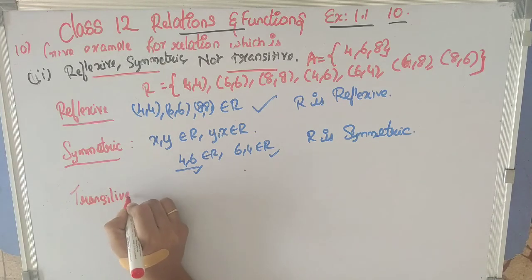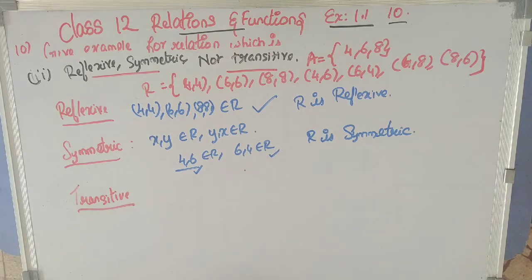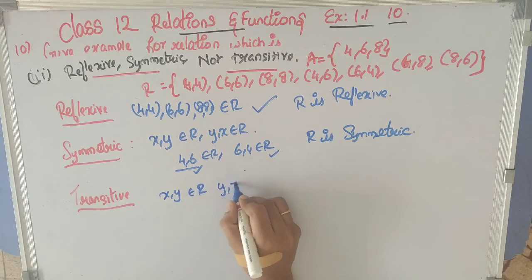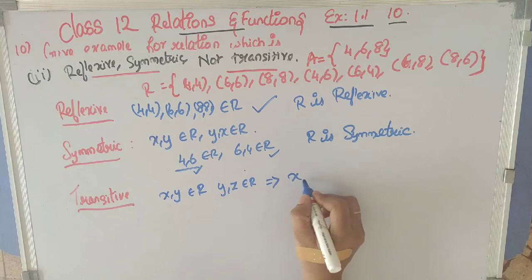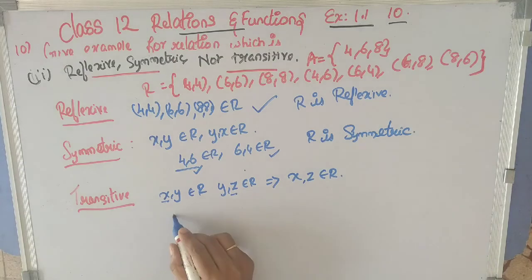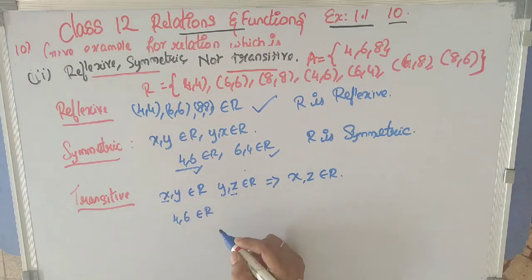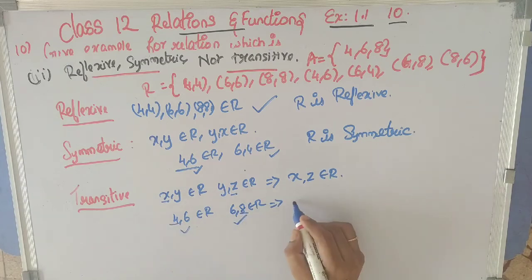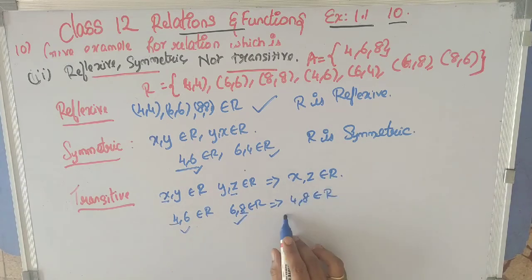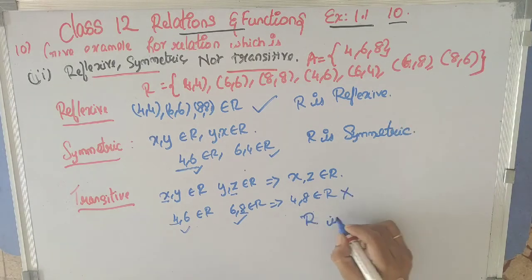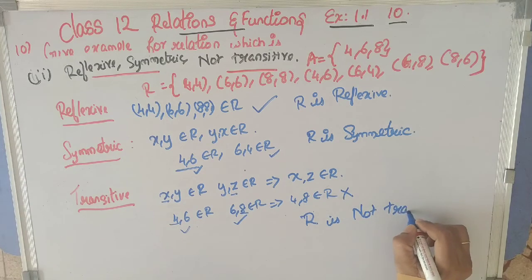Now, we can check whether the relation is transitive or not. Okay? What is transitive relation? Here, if (x, y) is an element of R and (y, z) is an element of R, then (x, z) must also be an element of R for the relation to be transitive. Here, (4, 6) is an element of R. Yes, true. (4, 6) is present. (6, 8) is an element of R. Yes, (6, 8) is also present. Then (4, 8), that is (x, z), must also be an element of R. Is (4, 8) an element of R? No, isn't it? So, here the relation is not transitive.